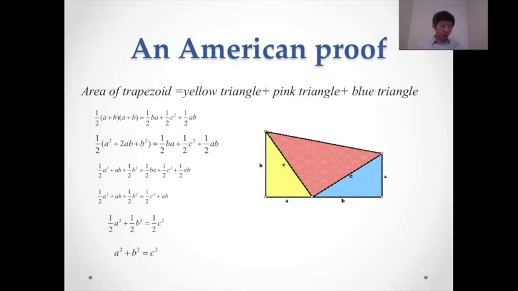Now next, which one can cancel? This one can cancel, the AB can cancel, right? Because they are equal, so we can cancel each other. So therefore, we get 1/2 A squared plus 1/2 B squared equals 1/2 C squared, right? Therefore, multiplying by 2, we get A squared plus B squared equals C squared, right? This is the American proof based on the trapezoid, okay?